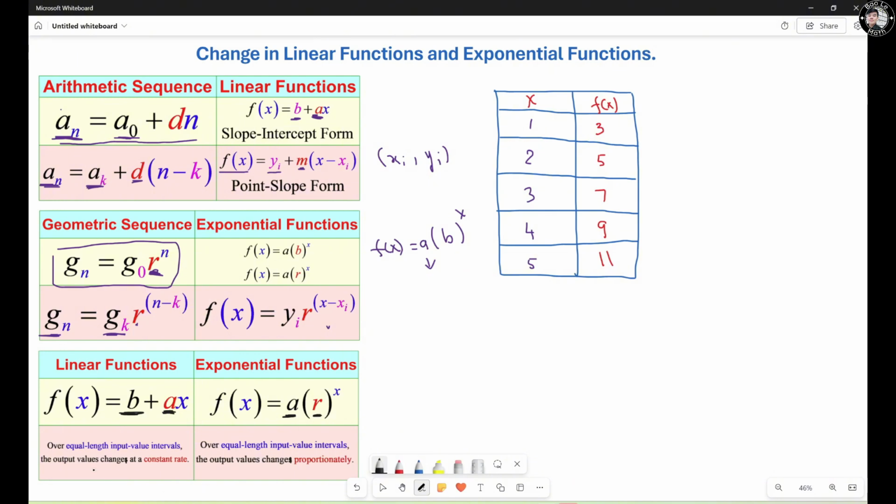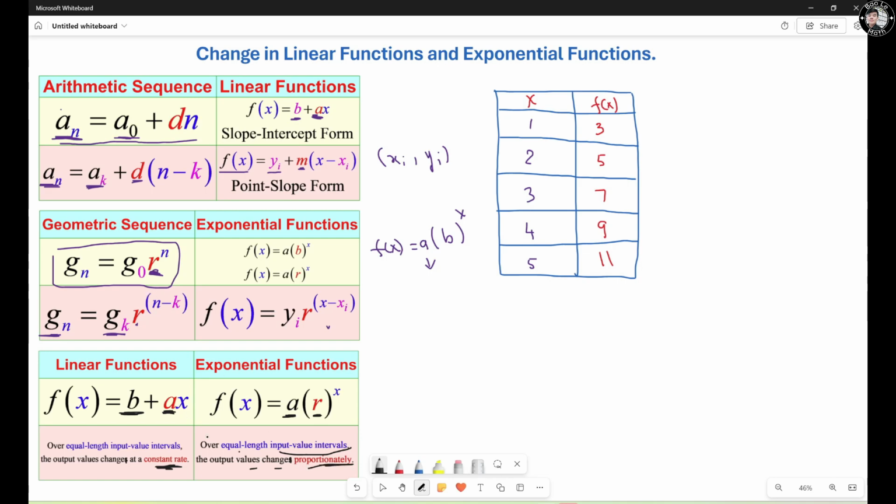Over equal length input value intervals, the output values change at a constant rate, and that is the linear function. While in an exponential function, over equal length input value intervals, the output values change proportionately.